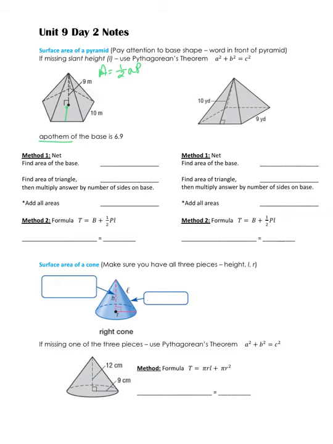So method 1, you need the area of the base. The area of the base is 1/2 times the apothem, which is 6.9, times the perimeter. Well, if one side is 10 meters and there are 5 of them, the perimeter is 50. So when we put it in the calculator, okay, I'm so not going to do this in my head. The area of the base is 172.5 meters squared.